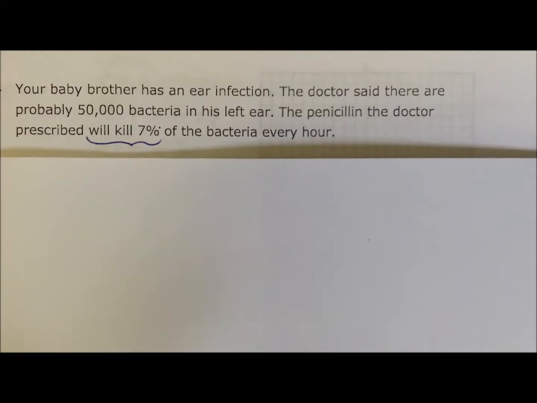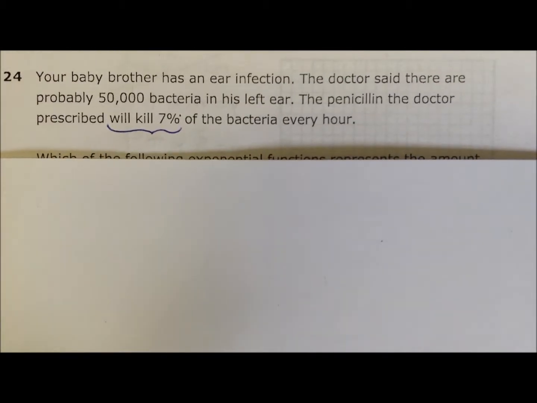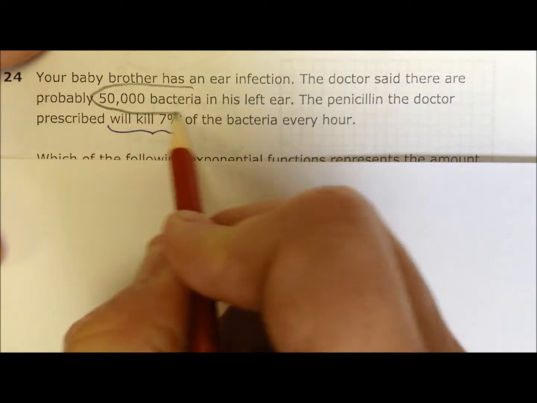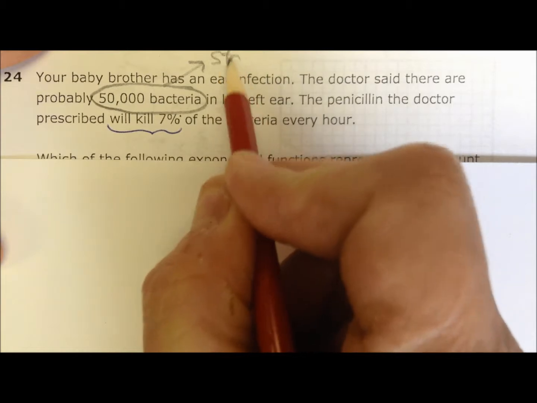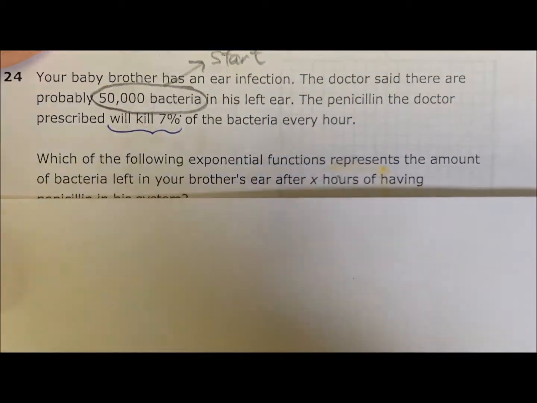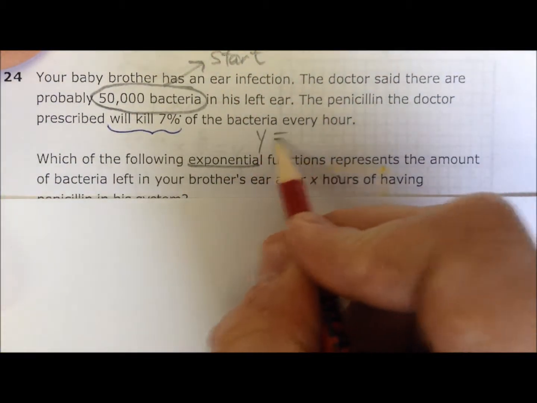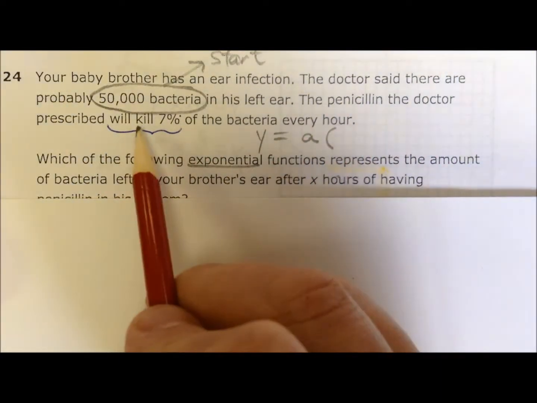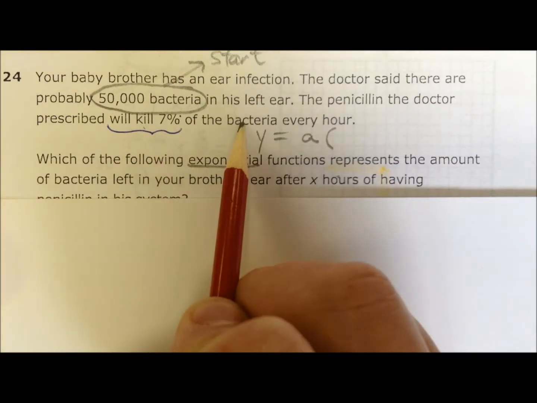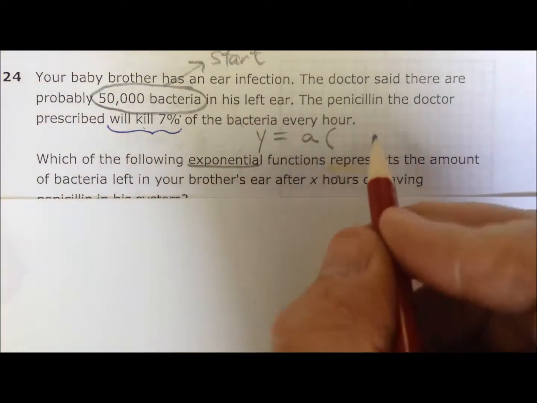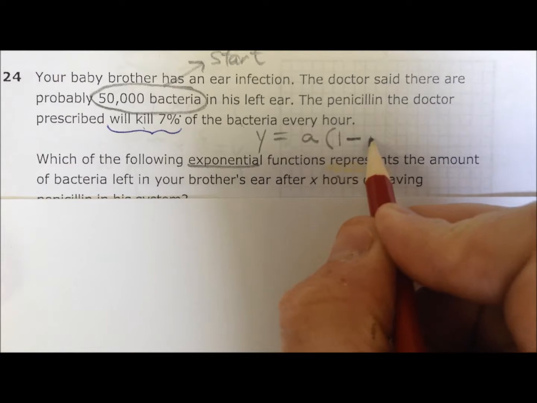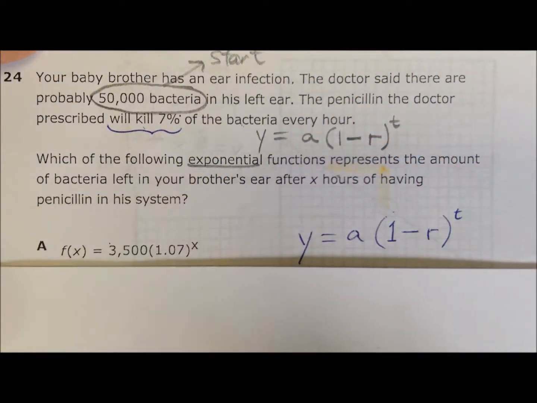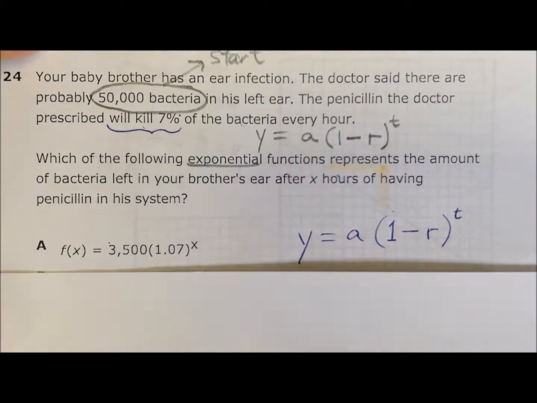All right, so we have ear infections, bacteria. We have this as our starting amount. So we start with this. So in our exponential equation, remember y is equal to a, which is our starting amount. And in this particular case, penicillin is killing. We're making the bacteria go down. So this is going to be a decrease. So it's going to be 1 minus my rate of decrease over time. All right? Oh, I already had it written down. I don't know why I did that.